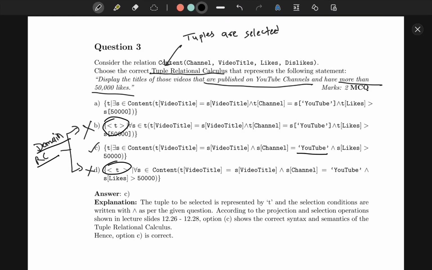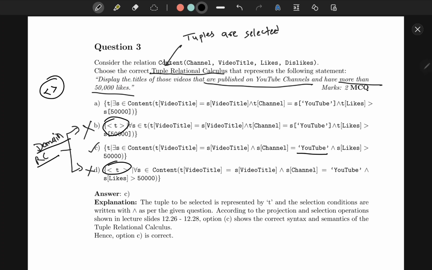After relational algebra, there are two types of calculus, that is tuple relational calculus and domain relational calculus. Yes, the calculus is here as well. So the statement has to be converted into tuple relational calculus. Remember that in tuple relational calculus, the square brackets won't be there. They are part of domain relational calculus syntax. Hence option B and D are already eliminated.